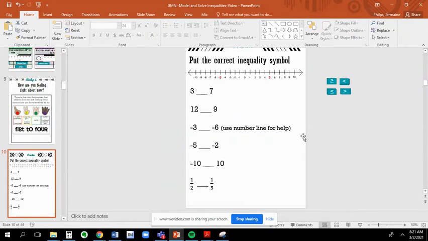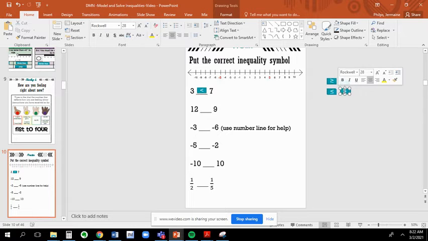So now let's get some practice putting the correct inequality sign. We've already done this in elementary school. We're just going to bring this back, also bring back in integers as we did at the beginning of the year, and fractions as we did as well. So for 3 and 7, we're going to use the less than. 3 is less than 7. Always read it left to right.